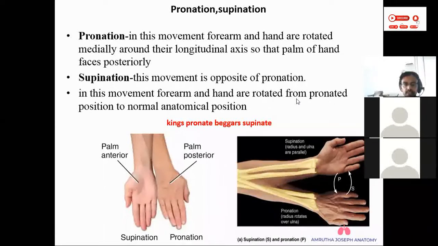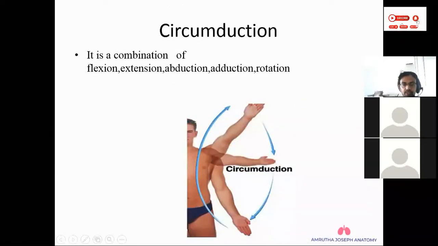Now circumflexion. Circumflexion is a combination of the movements of flexion, extension, abduction, adduction, and rotation. So this is a combination of all the movements. You just imagine that you're bowling, a bowling action, how you bowl. So bowling action is actually a circumflexion. All the movements are happening there, combination of movements.